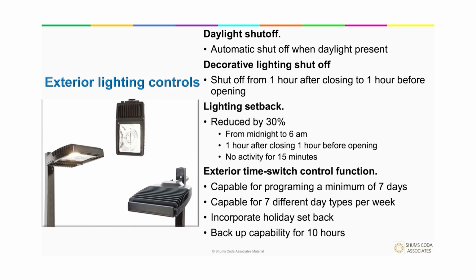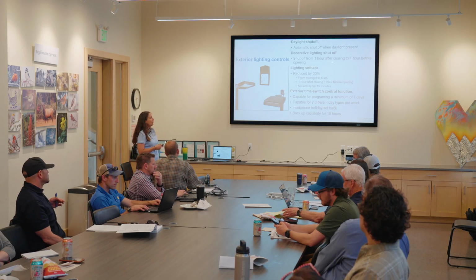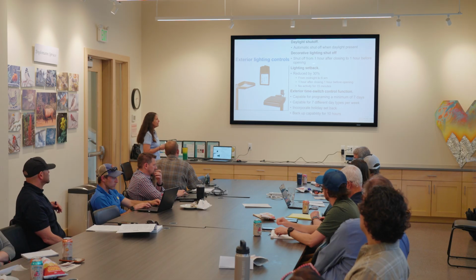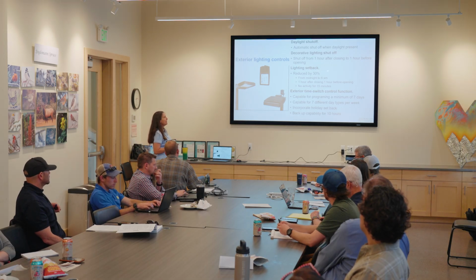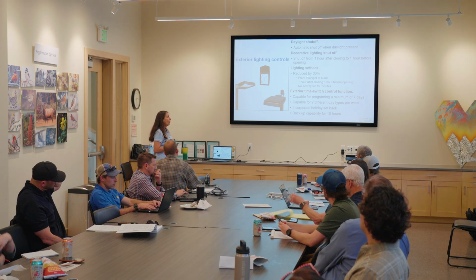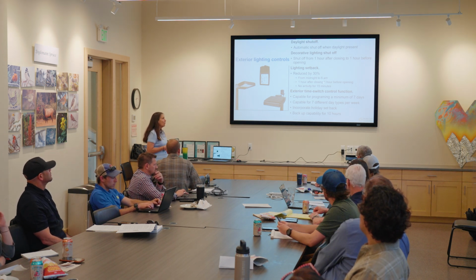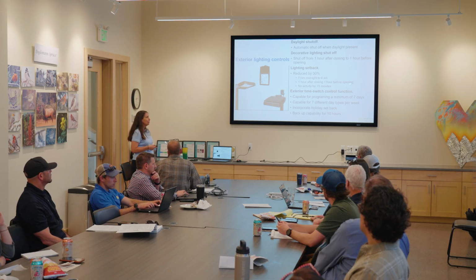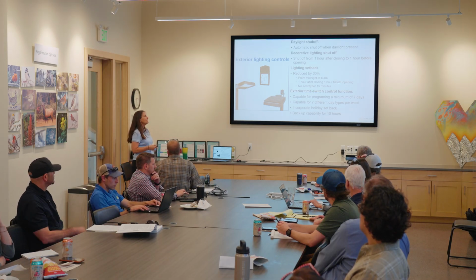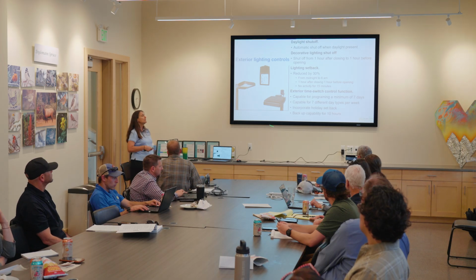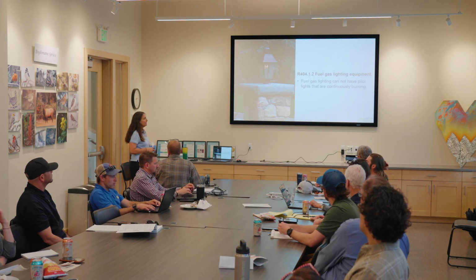All right, so your daylighting, what it also has to have is shutoffs. So it's automatically got to shut off when the daylight is present. It's going to shut off 1 hour after it's closed to 1 hour before. And then you have your setbacks. It's going to get reduced by 30% from midnight to 6 a.m. or 1 hour after closing and 1 hour before opening, or when there is no activity for 15 minutes. This is still criteria out of the commercial side of the code that it sends you to.